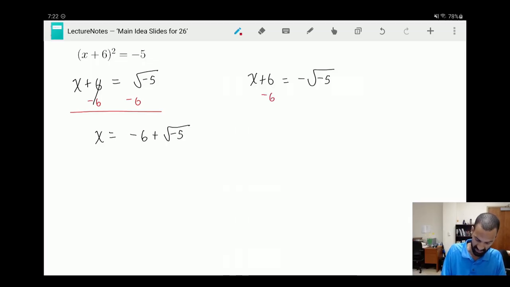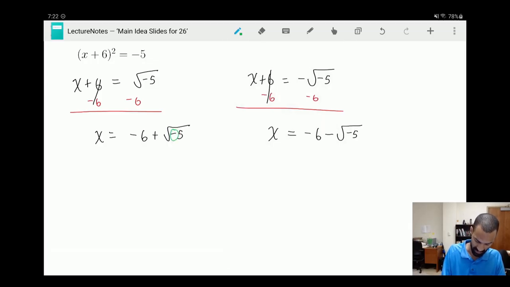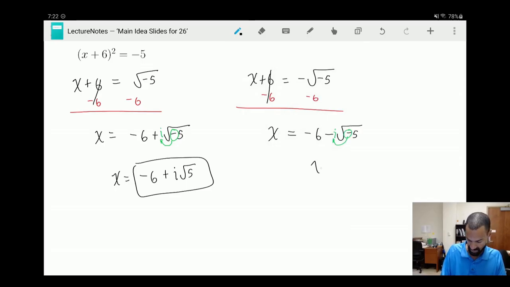Over here, I'm going to subtract 6 as well, keeping in mind that I cannot put together the square root and the negative 6. So negative 6 minus the square root of negative 5. Now, the negative in the square root is going to come out, so I'm going to kick it out as an i. I'm going to kick this one out as an i as well. And that will give me my two solutions: negative 6 plus i the square root of 5, and negative 6 minus i the square root of 5.